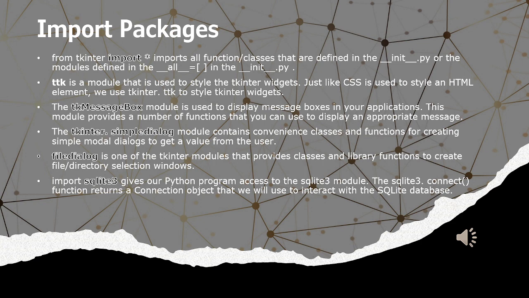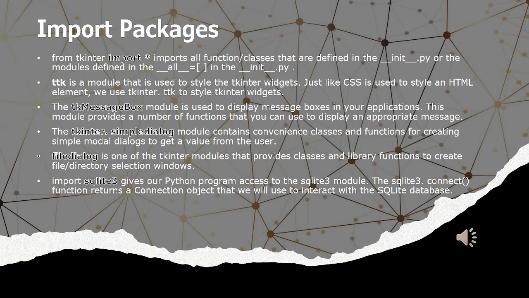The import packages used within our project are as follows. From tkinter, import star imports all functions or classes that are defined in the init.py. ttk is a module that is used to style the tkinter widgets. Just like CSS is used to style an HTML element, we use tkinter.ttk to style tkinter widgets. The tkinter messagebox module is used to display message boxes in your applications. This module provides a number of functions that you can use to display an appropriate message.